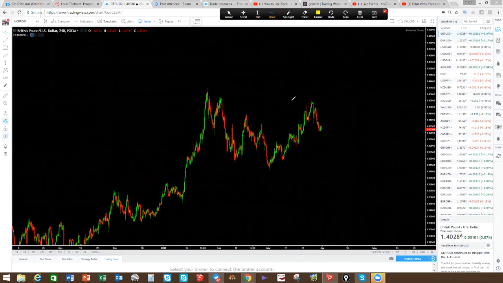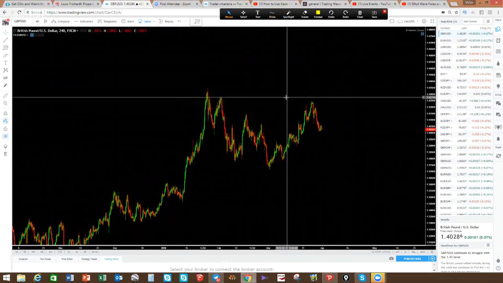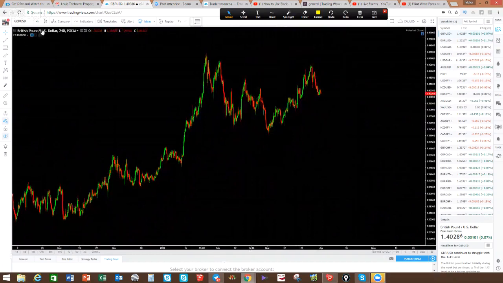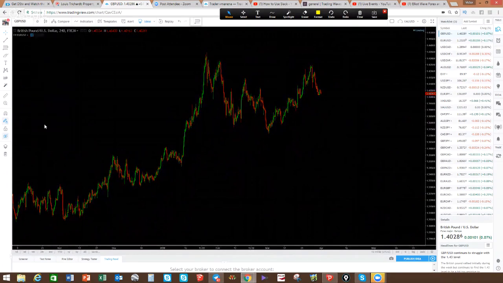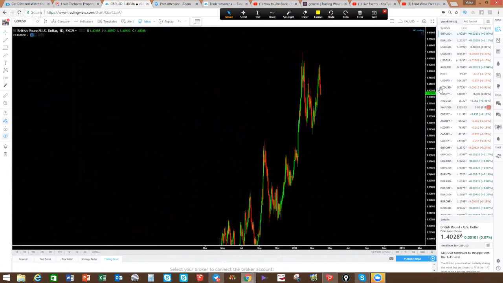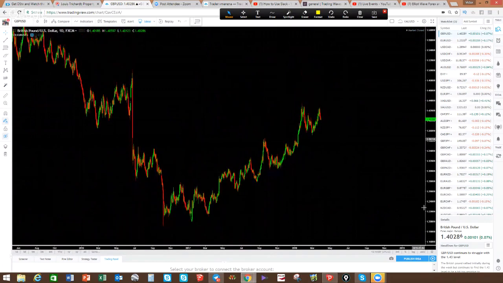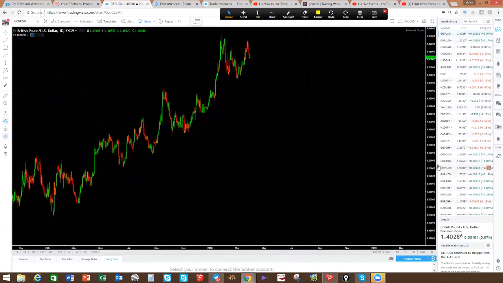All right, so now we've gone from 1 hour to 4 hour, and now we're coming to the daily to look at the bigger structure, because we don't look at the smaller structure without understanding the bigger structure. So this is the correction that I showed a couple of weeks back.